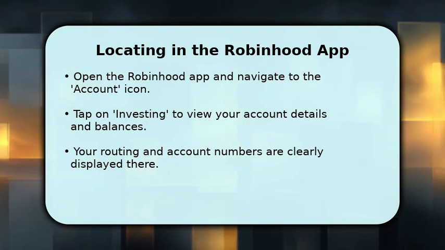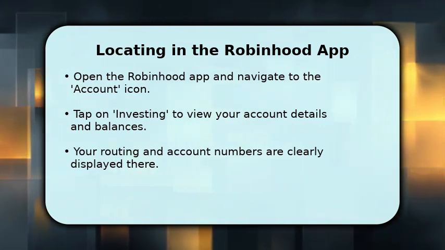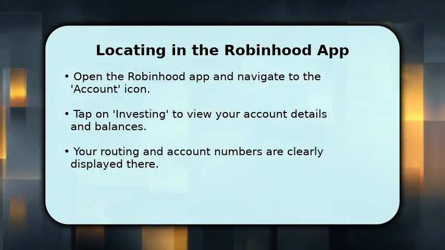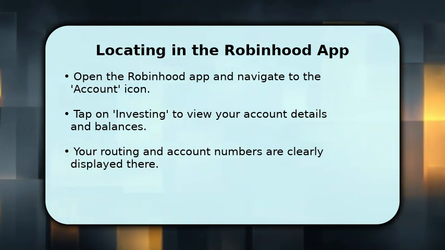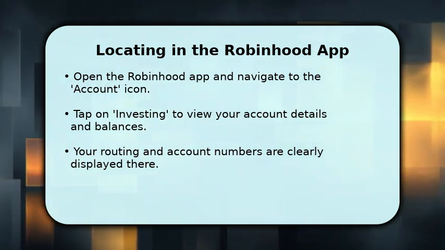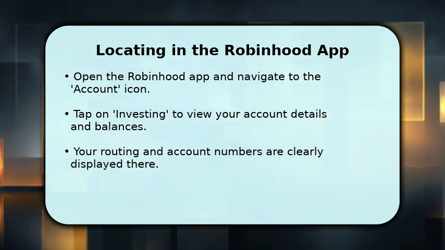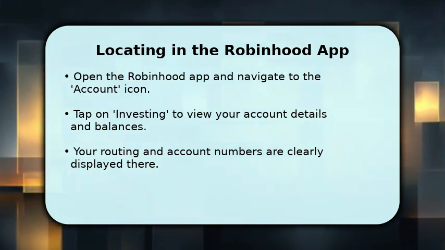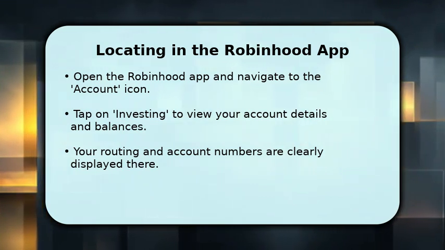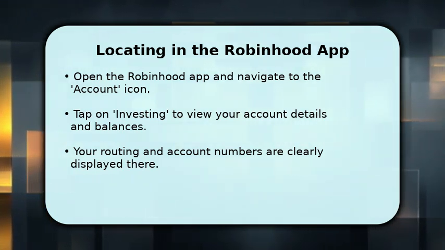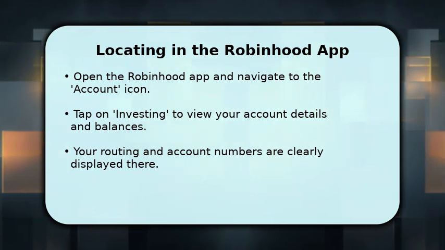To find your routing number in the Robinhood app, first open the application on your mobile device. Look for the account icon, usually located in the bottom right corner, and tap it. From there, select Investing to reveal your detailed account information. Both your routing number and your individual account number will be prominently displayed on this screen for easy access.